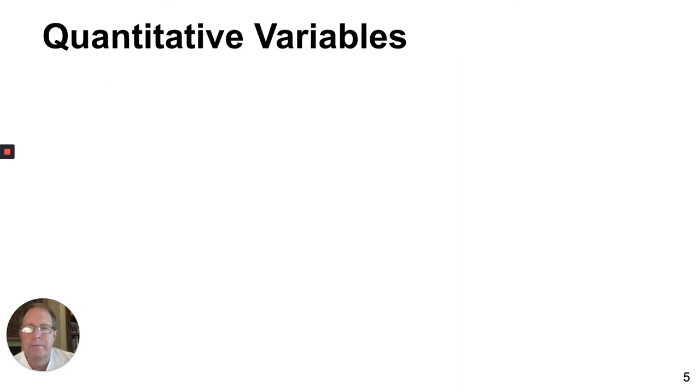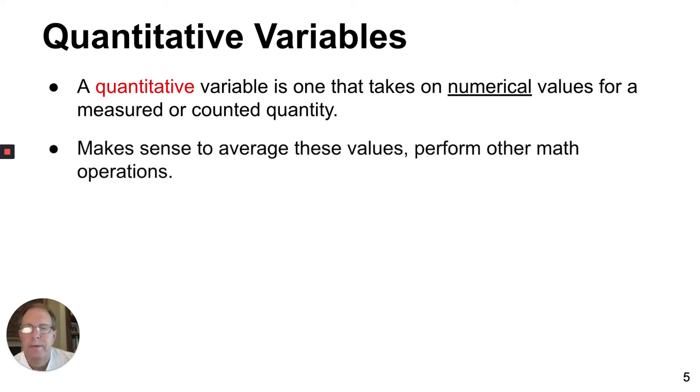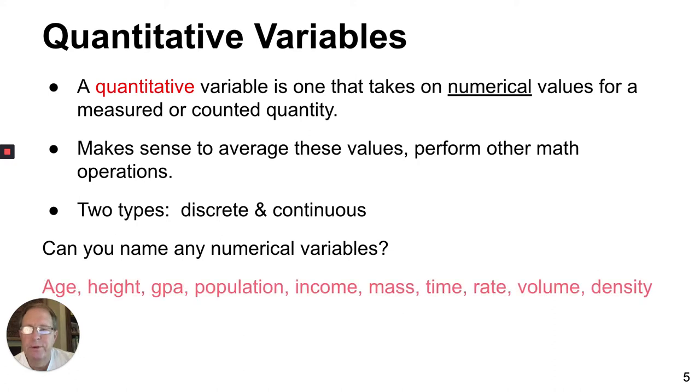Quantitative variables. A quantitative variable is one that takes on numerical values for a measured or counted quantity. It does make sense to average these values. And there are again 2 types, discrete and continuous. Can you name any numerical variables? Here's a few: age, height, GPA, population, income, mass, time, rate, volume, density, anything you can measure really.